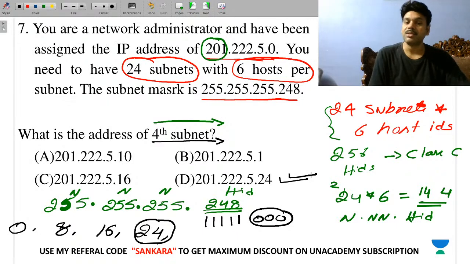This is your answer. So this is the first, this is the second, this is the third, this is the fourth. So 24 we will confirm is the subnet number of your fourth subnet.